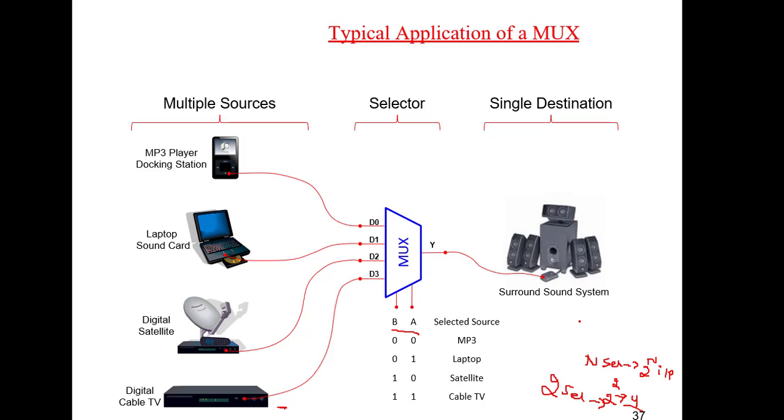Similarly, if I have one select line, how many inputs can I take? 2 to the power of 1 is nothing but 2. So 2 inputs I can take for one select line. If it is 5 select lines, how many inputs can I take? 5 select lines means 2 to the power of 5, it's 32, yes or no? So we can select 32 inputs for this.